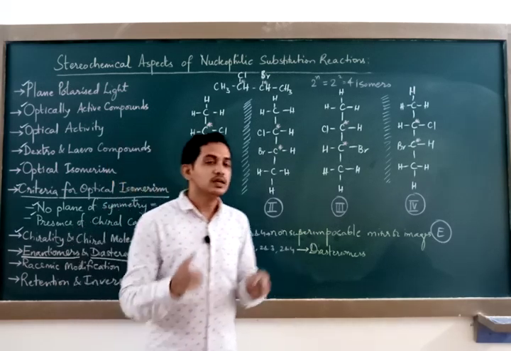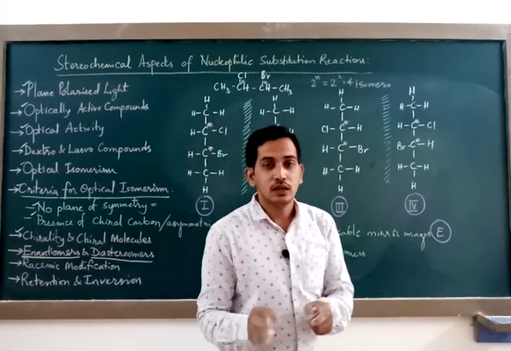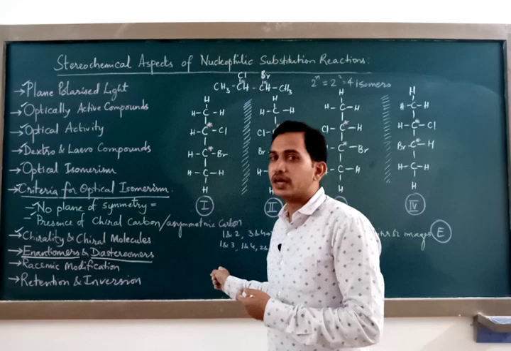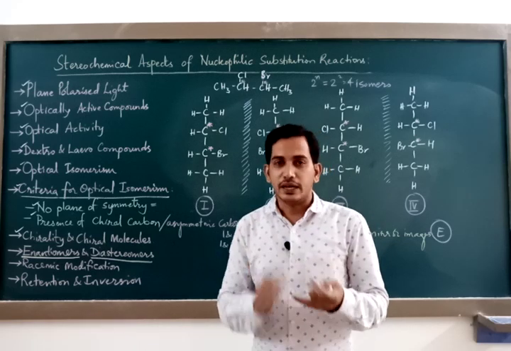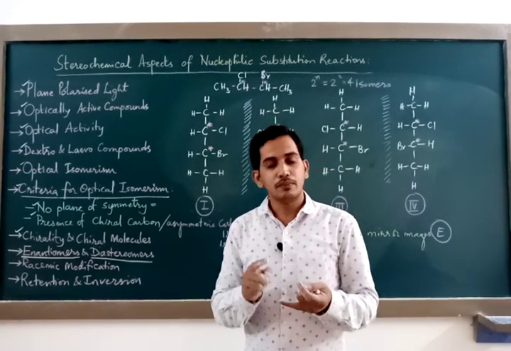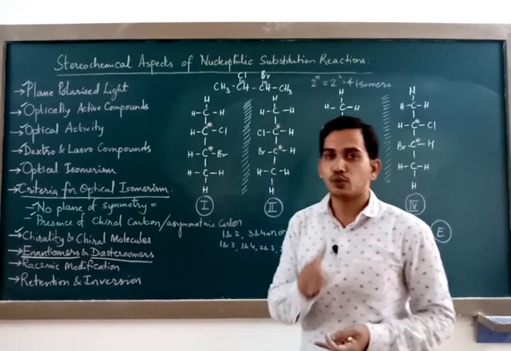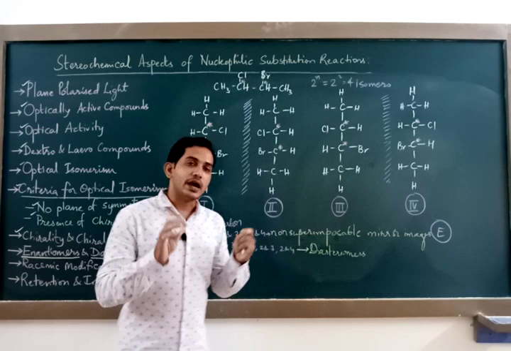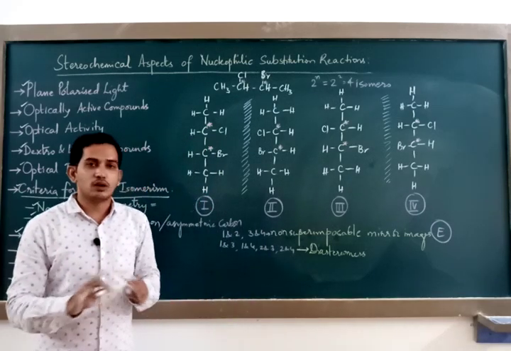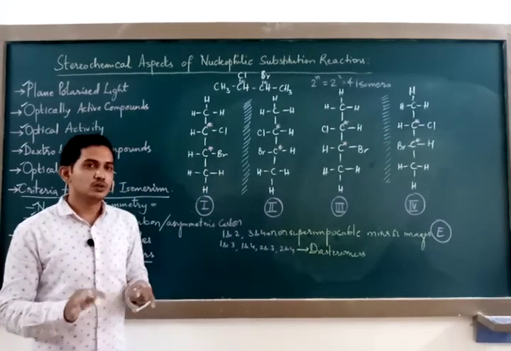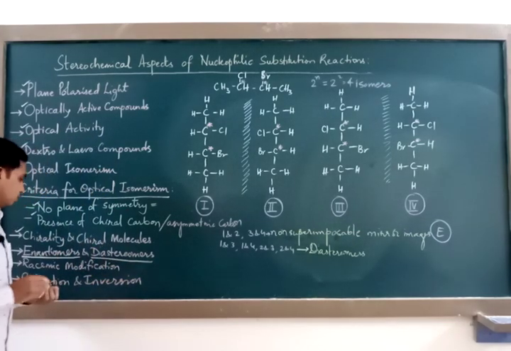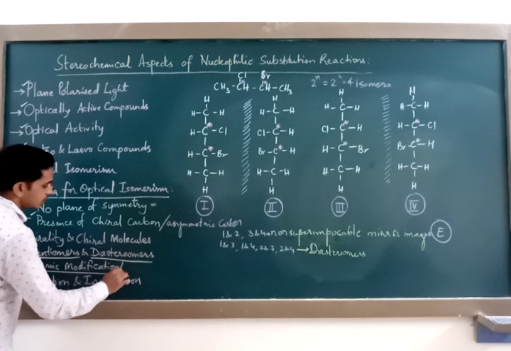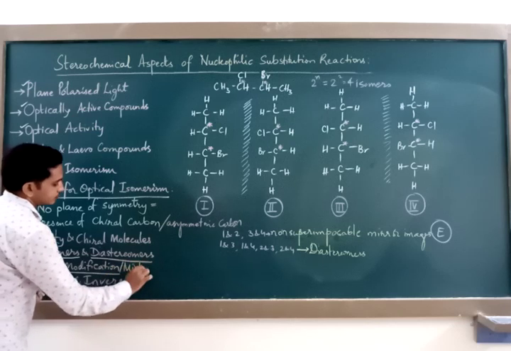What are enantiomers? Enantiomers are mirror images. They are optically active. Whether diastereomers are optically active? Yes, they are also optically active. Enantiomers are optically active mirror images but non-superimposable. Diastereomers are optically active isomers of the same compound. They are not mirror images. They are not superimposable. If these parts are over, the next part is racemic modification or racemic mixture.